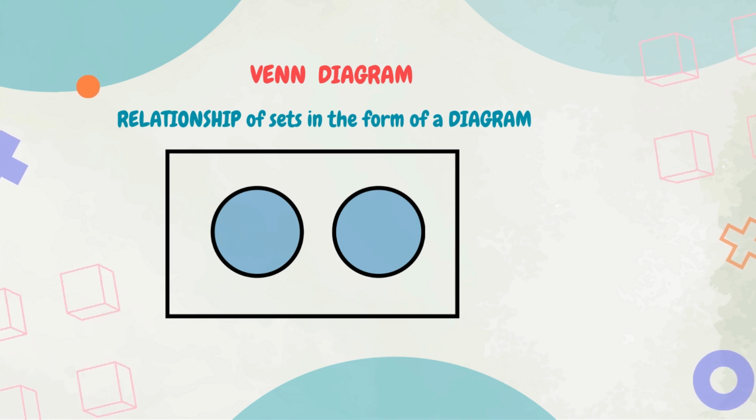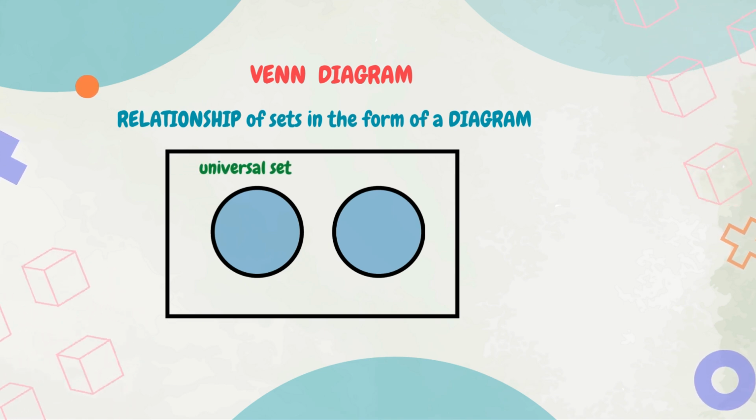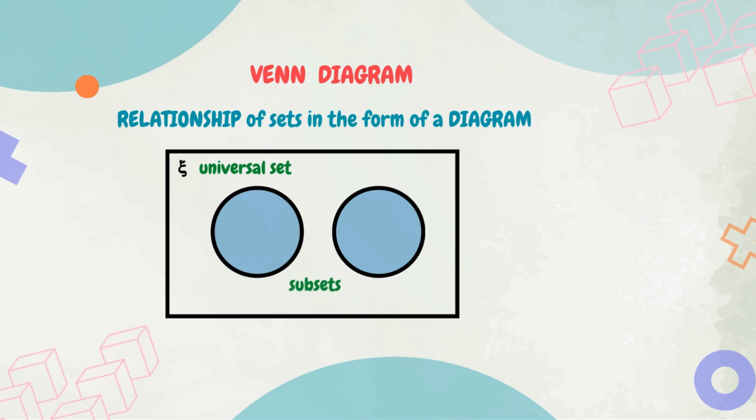A rectangle represents the universal set and is usually indicated by this symbol. Circles within the rectangle indicate subsets. Subsets, complement of a set, union, and intersection of sets can be represented in a Venn diagram. Let's start with how to represent subsets in a Venn diagram.